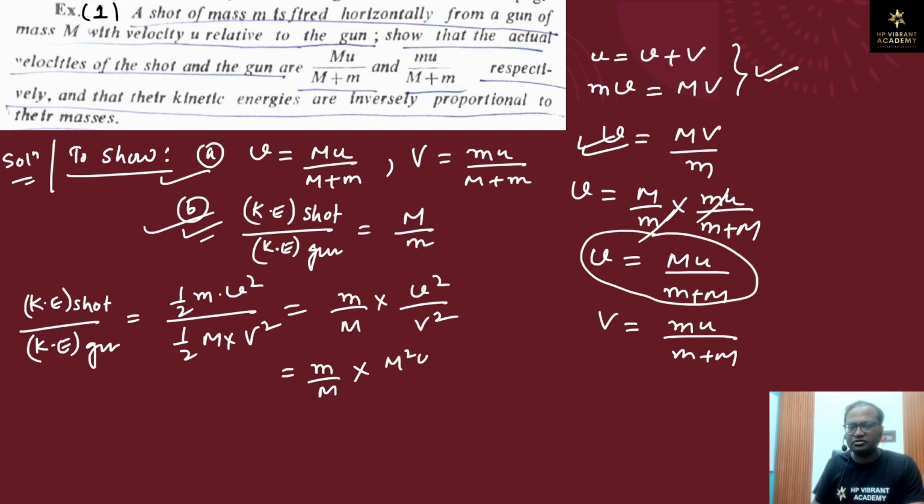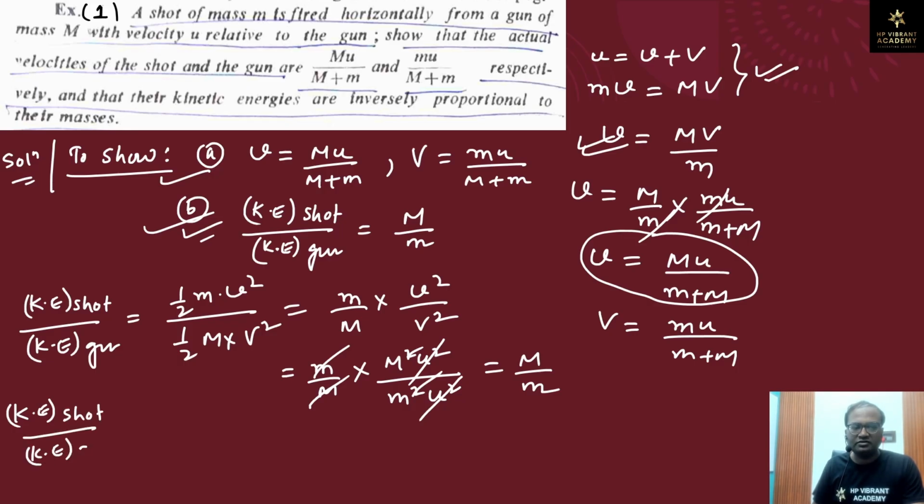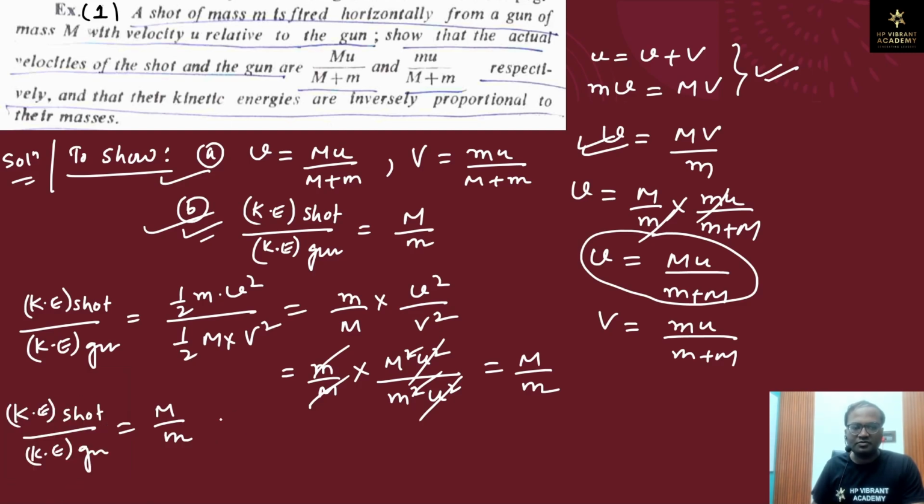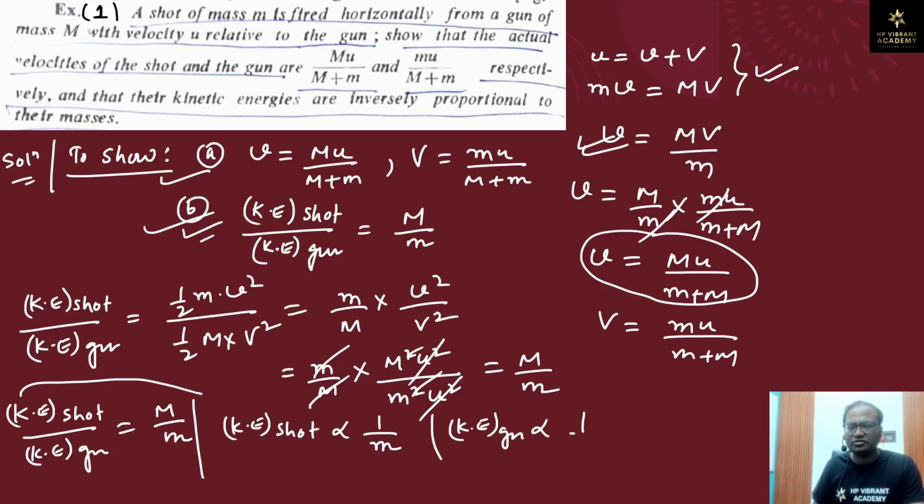This is equal to m square u square, and small m plus capital M gets cancelled, so there is no need to write this. So we have m square into u square. The u square gets cancelled, capital M gets cancelled, and this is capital M upon small m. So kinetic energy of shot upon kinetic energy of gun is equal to capital M upon small m. So from this expression, kinetic energy of shot is proportional to 1 upon small m, or kinetic energy of gun is proportional to 1 upon capital M.